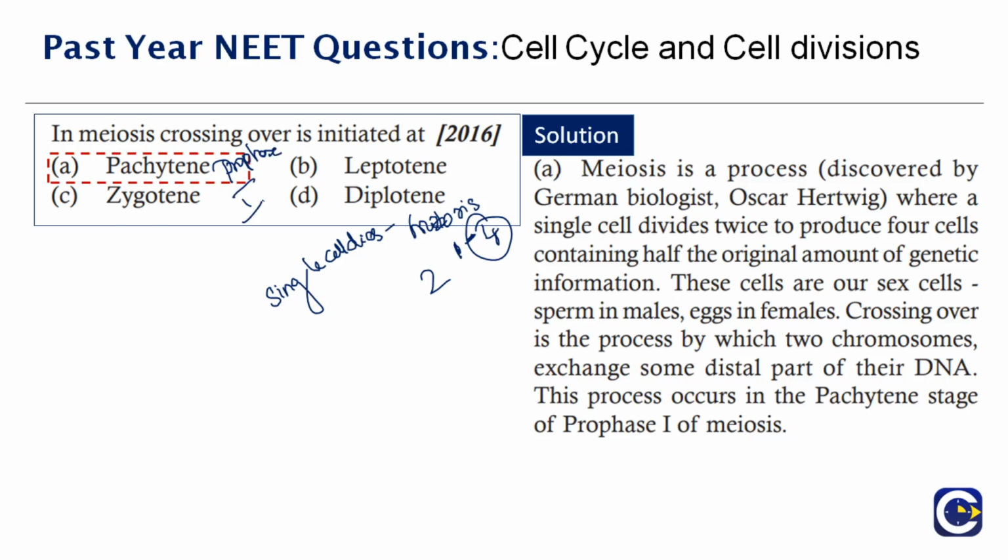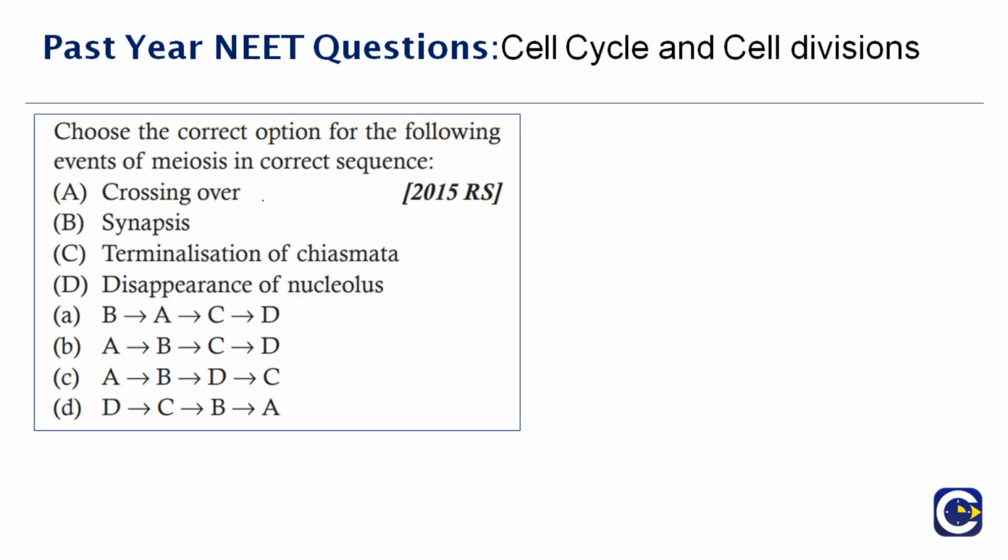Okay, now coming on to the next question. Choose the correct option for the following events of meiosis in correct sequence. Okay, you just have to find the order. So I will tell you the order now. First we start with synapsis. Okay, then we move into crossing over. Synapsis is what? The pairing of the homologous chromosomes. Crossing over is what? Just now we saw, right? Crossing over is a process by which 2 chromosomes exchange some distal part of their DNA with one another. So once homologous pairing is done, then it moves to crossing over.